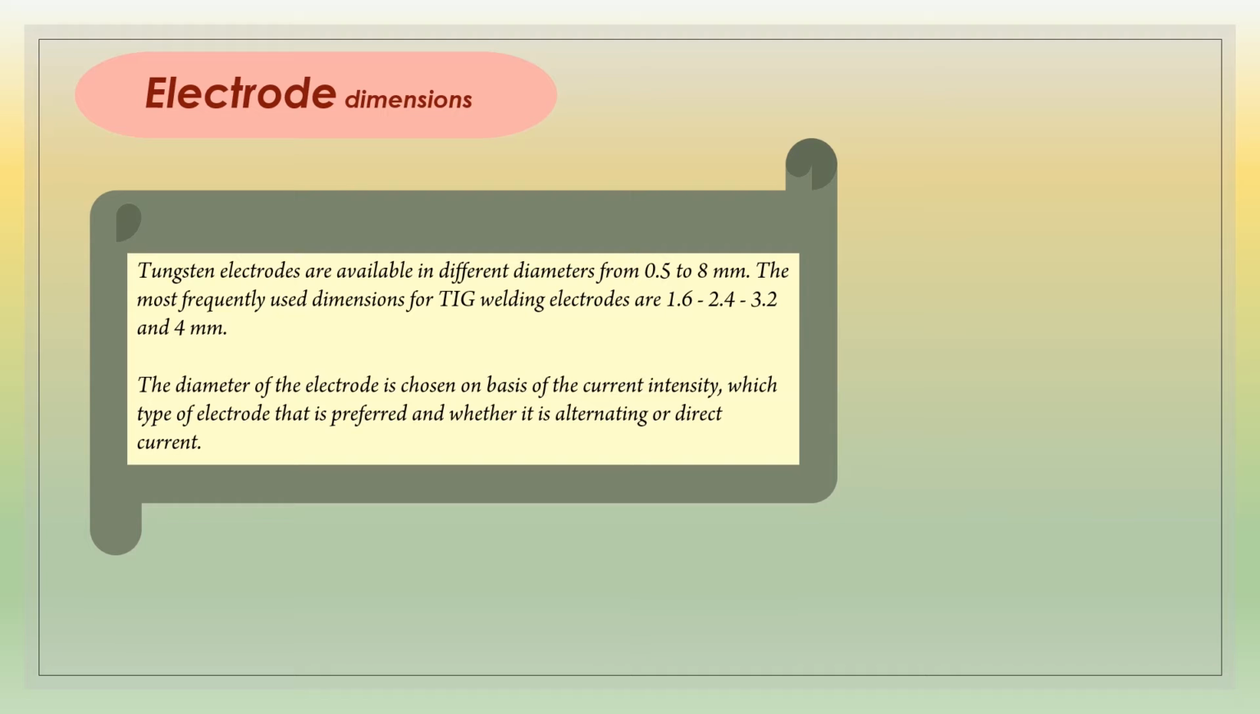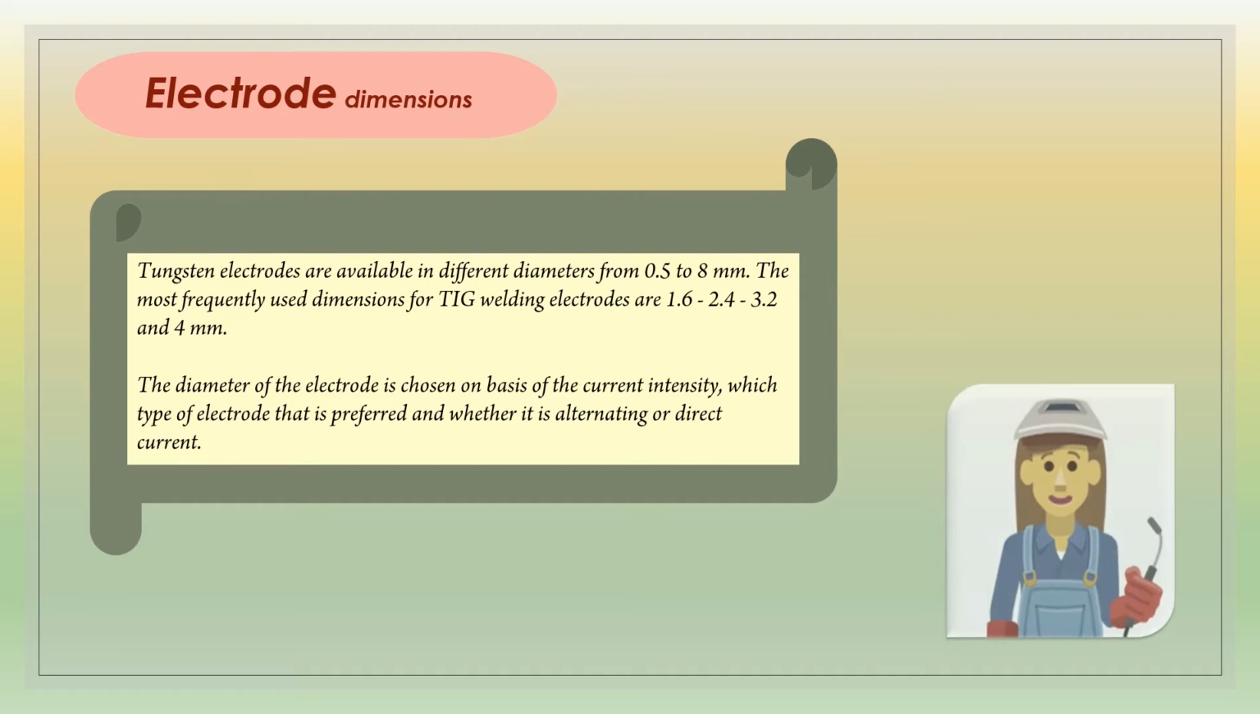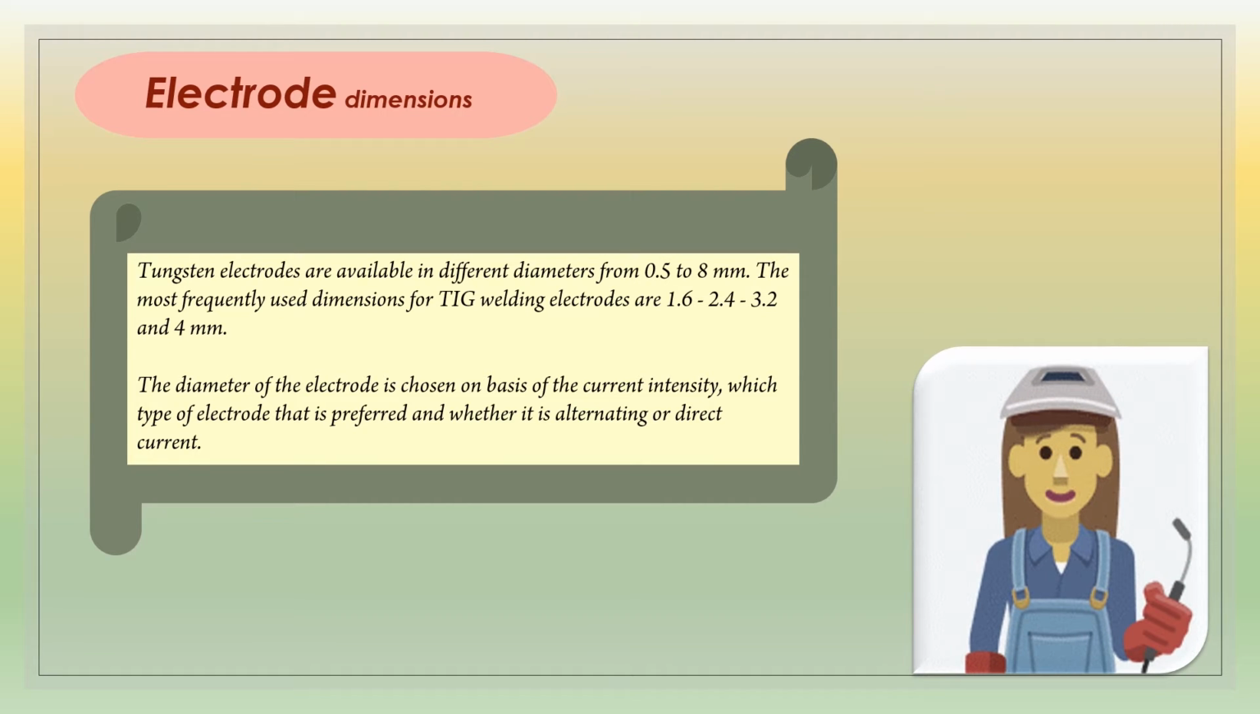Electrode dimensions. Tungsten electrodes are available in different diameters from 0.5 to 8 mm. The most frequently used dimensions for tungsten inert gas welding electrodes are 1.6, 2.4, 3.2 and 4 mm. The diameter of the electrode is chosen on the basis of the current intensity, which type of electrode is preferred, and whether it is alternating or direct current.